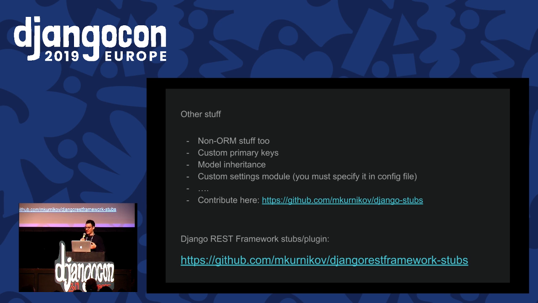There is also non-ORM stuff in these stubs. There are stubs for pretty much all of Django, but it's probably not entirely correct or is incomplete because a lot of it was generated with some tools. If you have a custom settings module, you can also specify that in a config file, and it will understand that. And you can contribute on GitHub. It's actively developed, and there's also a Gitter channel. And there's also a related plugin and stubs if you're using Django REST framework.